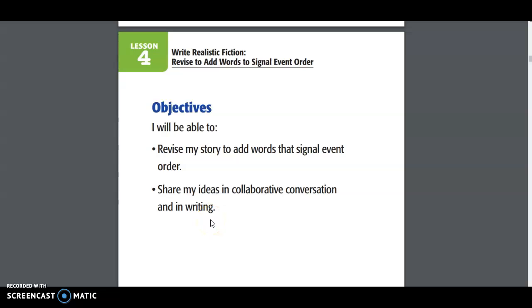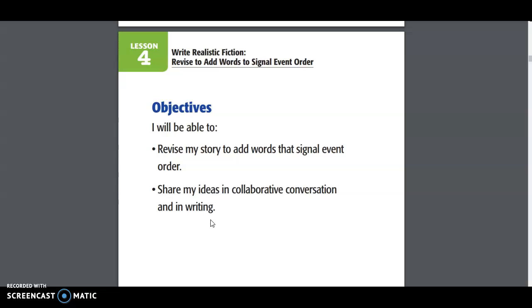Alright, boys and girls, so this is the next step in your writing. Now we're working on revising to make your realistic fictions better and so they flow better. Specifically today, we're going to be looking at using signal words for your events.